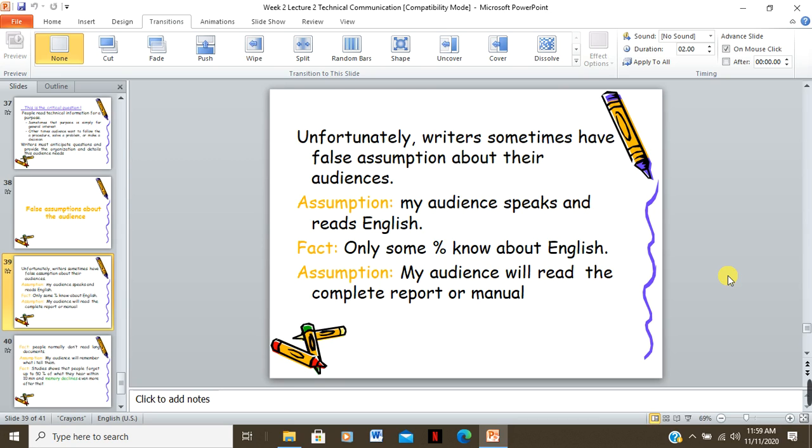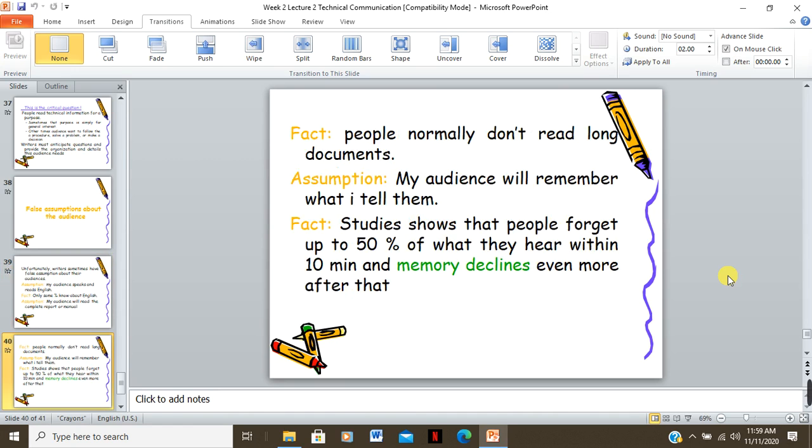Assumption: my audience will read the complete report or manual, or will completely read my proposal and follow up. No, we have to be very much realistic about our assumptions, and when we are going to talk about them, we should know these things beforehand. People normally do not read long documents.